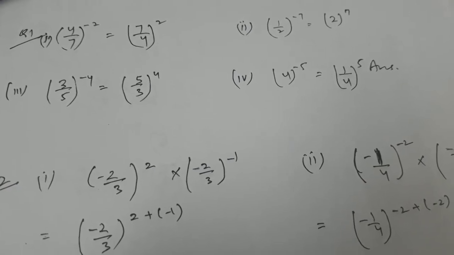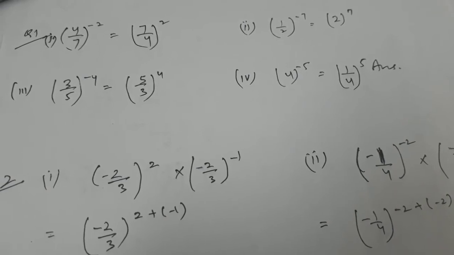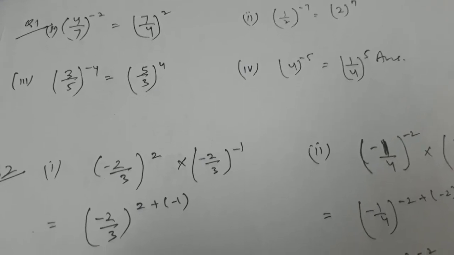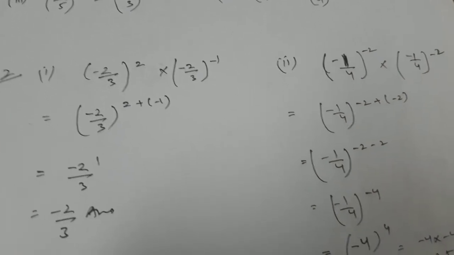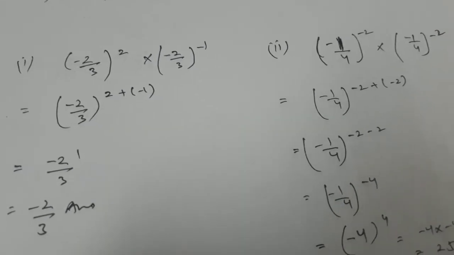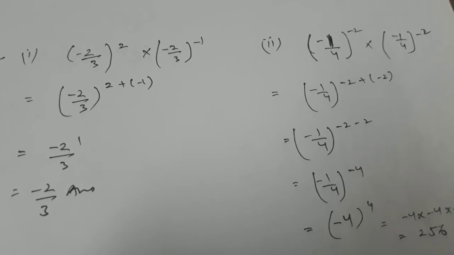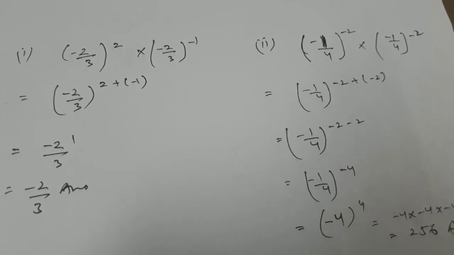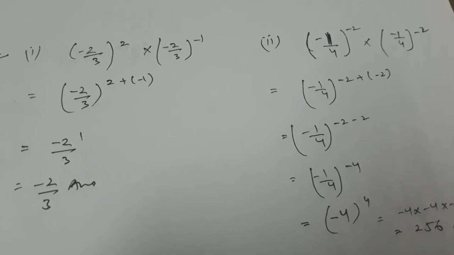In fourth part, 4 by 1 or only 4 raised to the power minus 5 will turn into 1 by 4 raised to the power 5. In question number 2, we have to evaluate. The same thing will be applied here. If some power has a negative sign, we have to reciprocate that number.